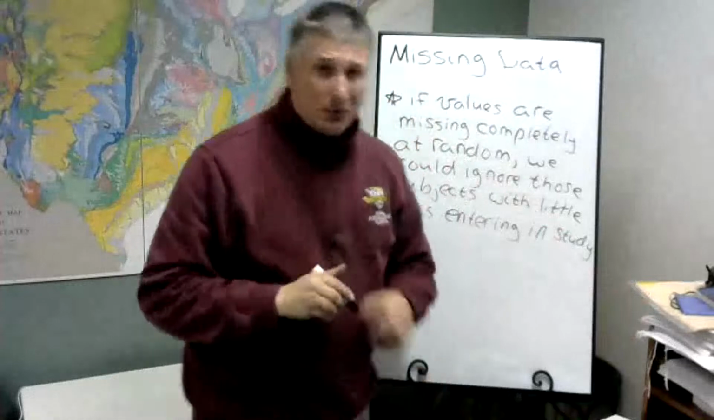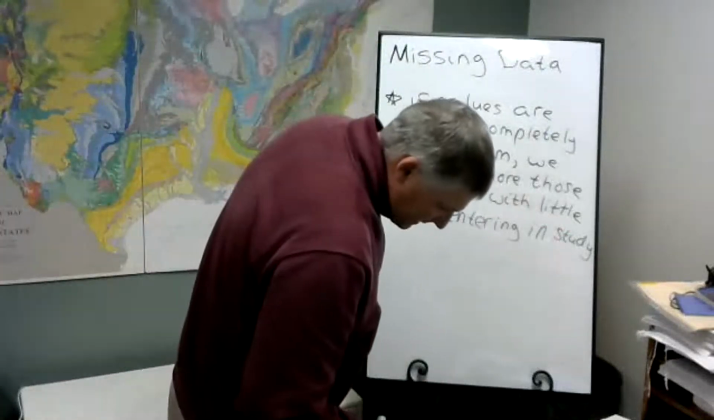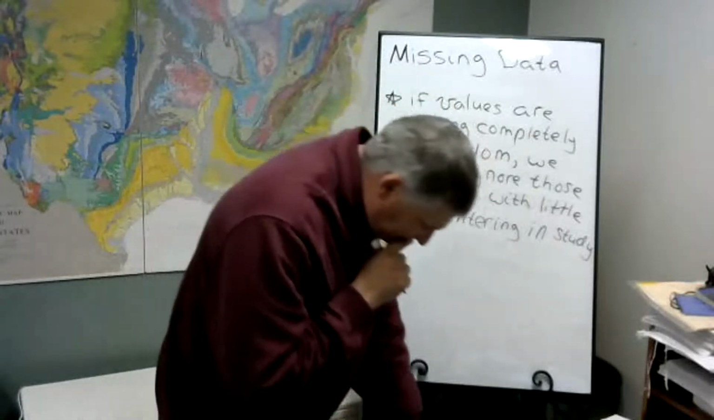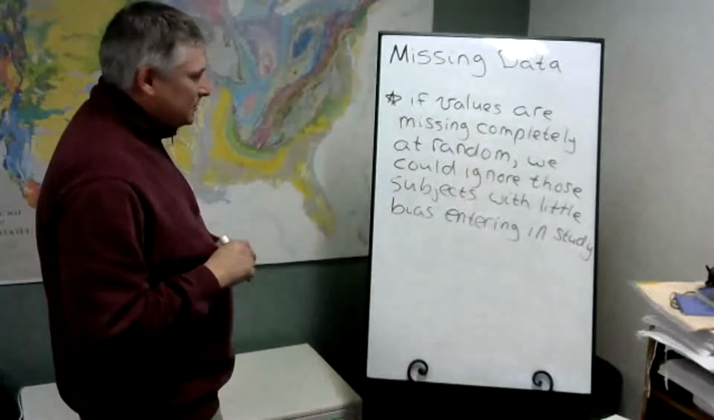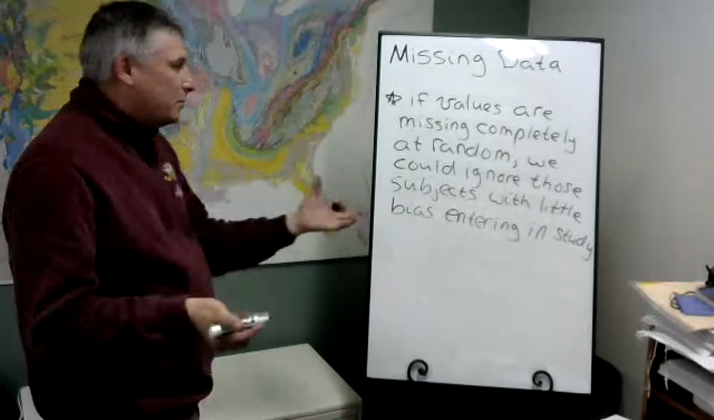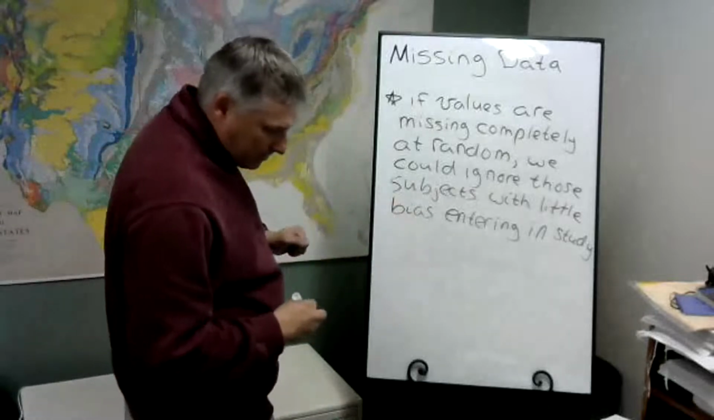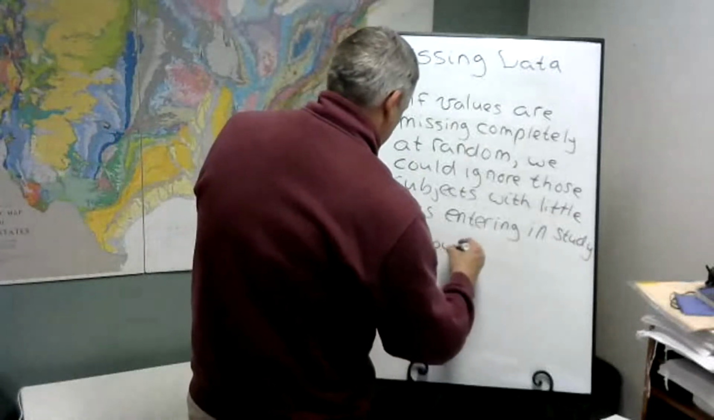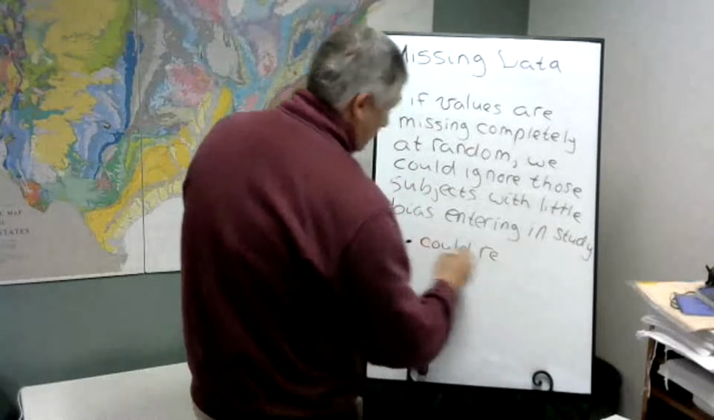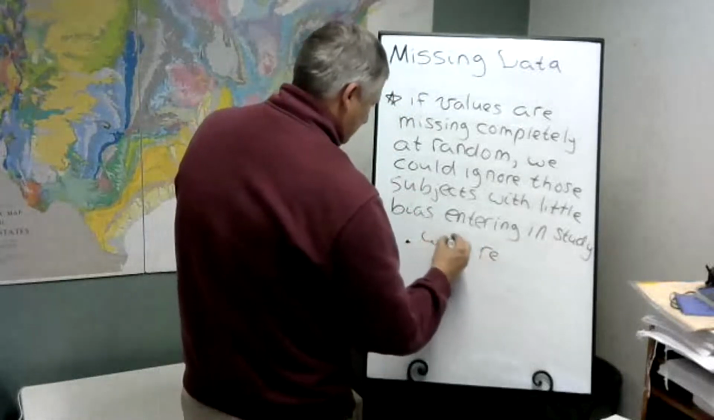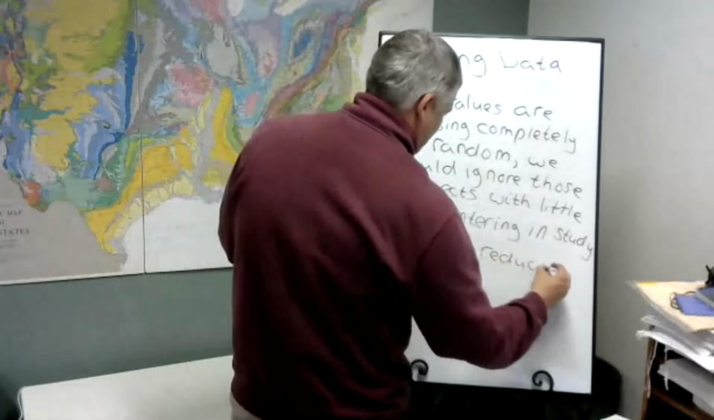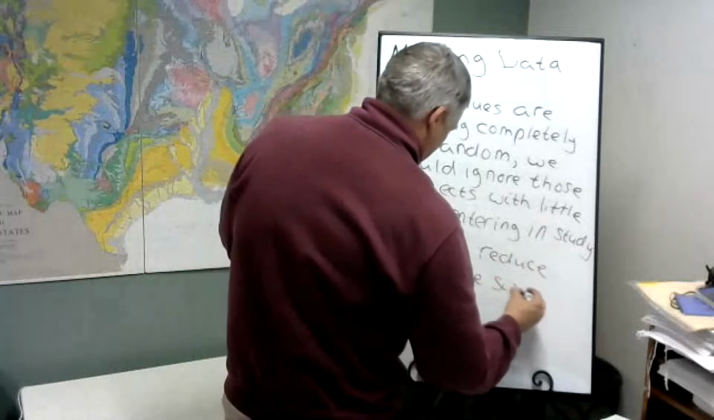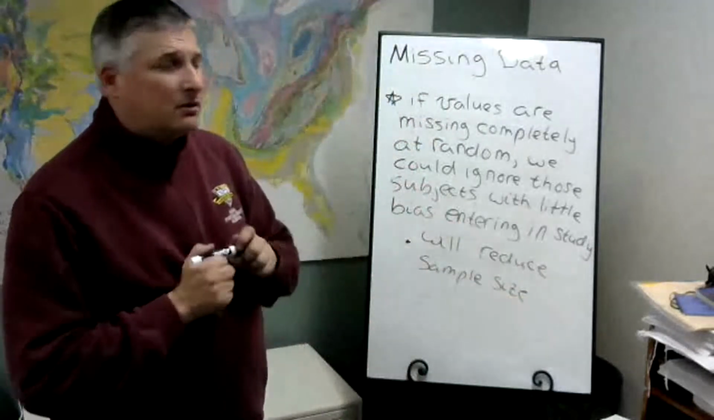Now, there is a consequence, though. There is something we want to be careful of, and we'll get to that in a bit. So if the values are missing completely at random, we could ignore those subjects. So I'll mention this. One of the problems is that this could reduce, actually it will reduce, it's going to reduce your sample size.